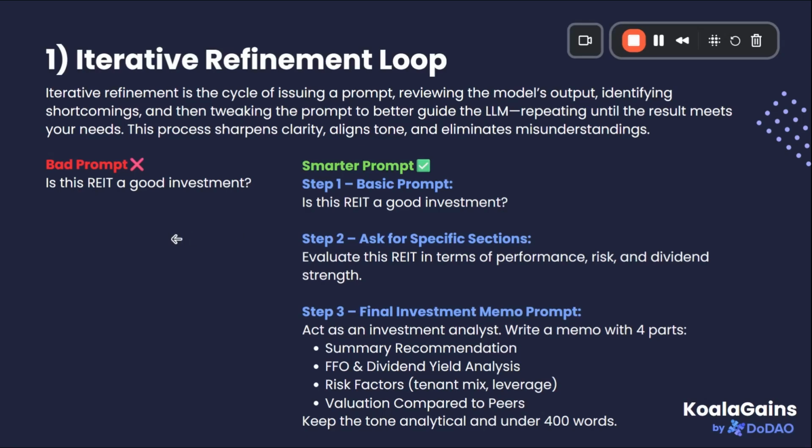In this video, we're going to talk about something super useful when working with AI. The idea is called the Iterative Refinement Loop. Basically, you don't have to write the perfect prompt right away. Instead, you start with a basic prompt, see what the AI gives you, and then slowly improve the prompt to get better results. Let's understand this concept with a simple example.